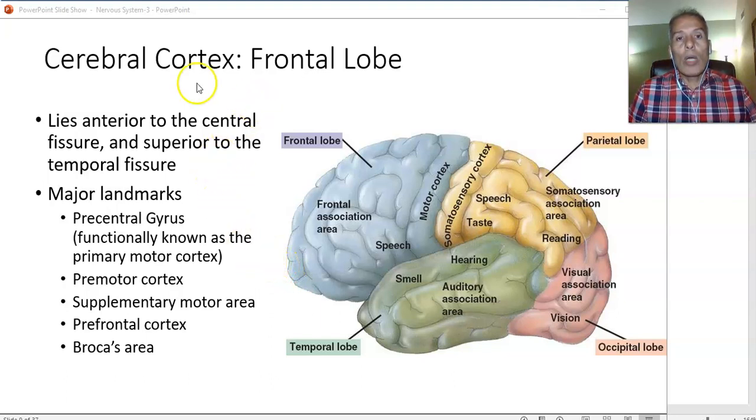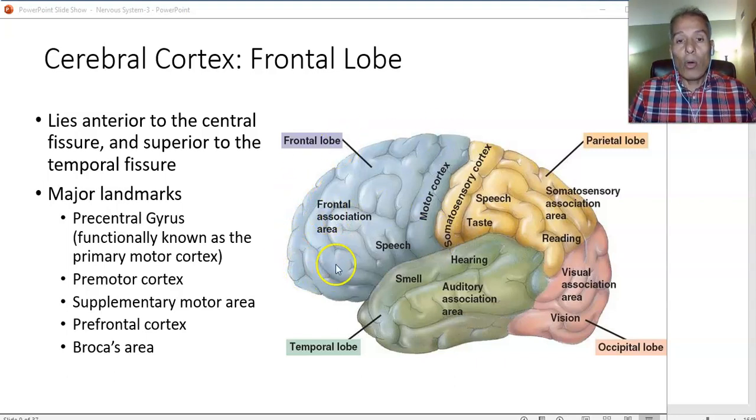Now, we are going to look at the 4 lobes. We look at the anatomic boundaries of each, and we look at major landmarks, major areas in the lobe, and we are going to speak about the functions of it as a whole and the functions of the different areas in it. So this needs a lot of attention and a lot of focus.